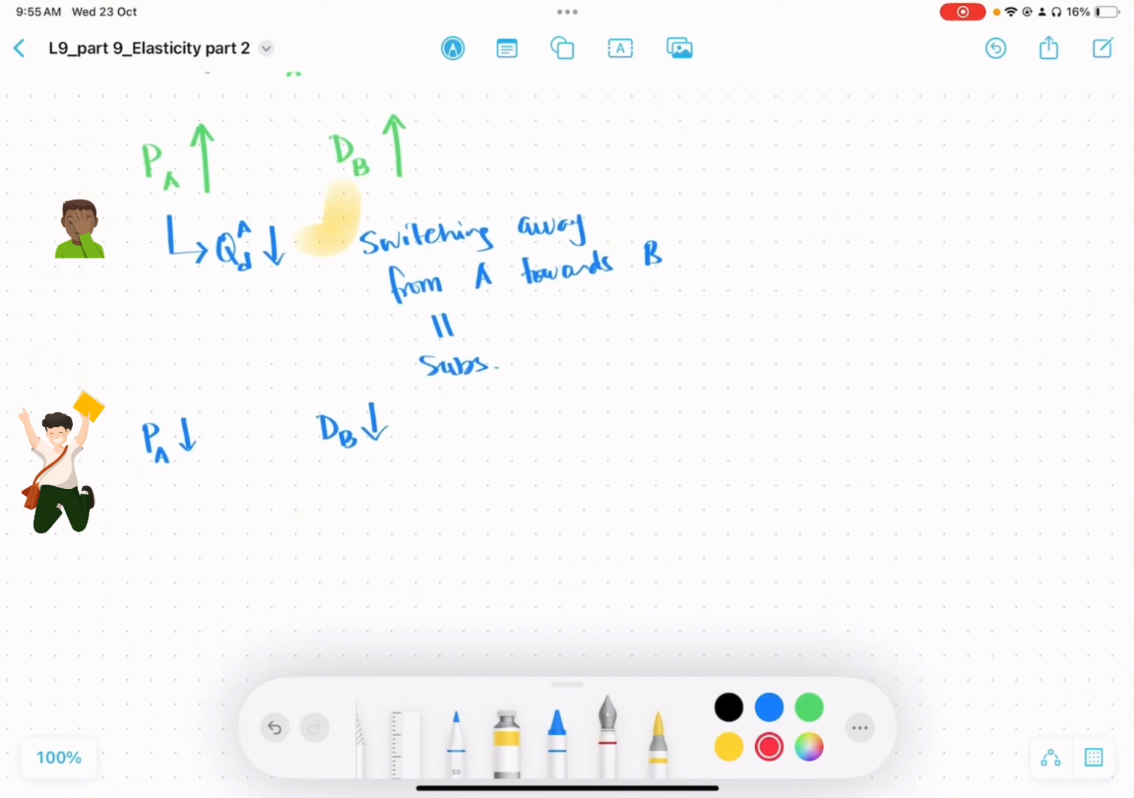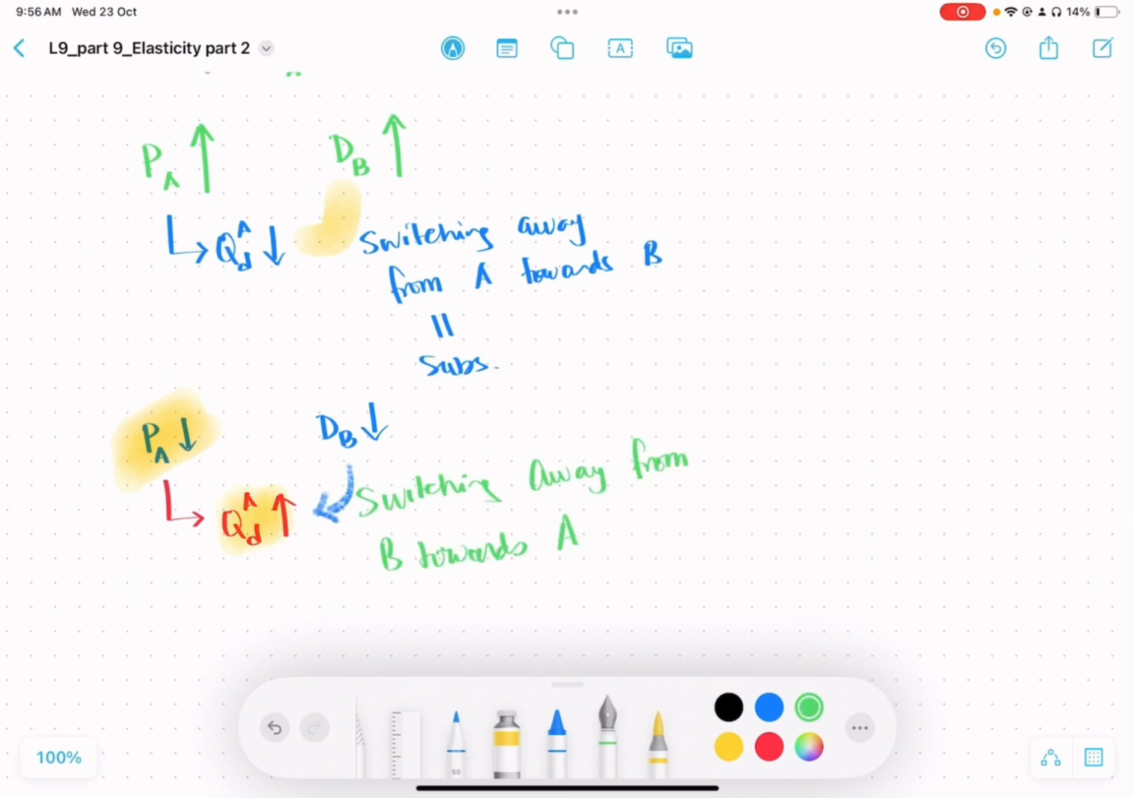To figure out the relationship, we look at what's happening behind the scenes. So quantity demanded for good A would of course go up by the law of demand. So the idea is that when good A becomes cheaper, consumers of good A start buying more of good A. So essentially they're switching away from B towards A. So at the end of the day, the variables move in the same direction, so we are dealing with substitutes.